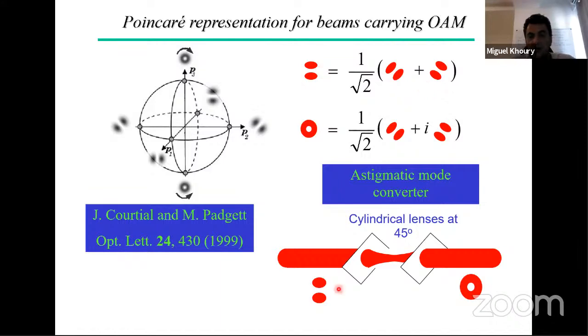When we input a vertical Hermite-Gaussian mode in this astigmatic mode converter, if we think about the decomposition of this incoming mode into the eigenvectors of the transformation, we can see that the two components will acquire different phases, and this is how we obtain the optical vortex out of the astigmatic mode converter. Okay, so the mode converter will introduce a pi over two phase shift between these two components of the incoming beam. This will produce this other combination at the output that actually corresponds to the first order Laguerre-Gaussian modes. So this is a way of going from the equator of the sphere to the pole, for example, with an astigmatic mode converter.